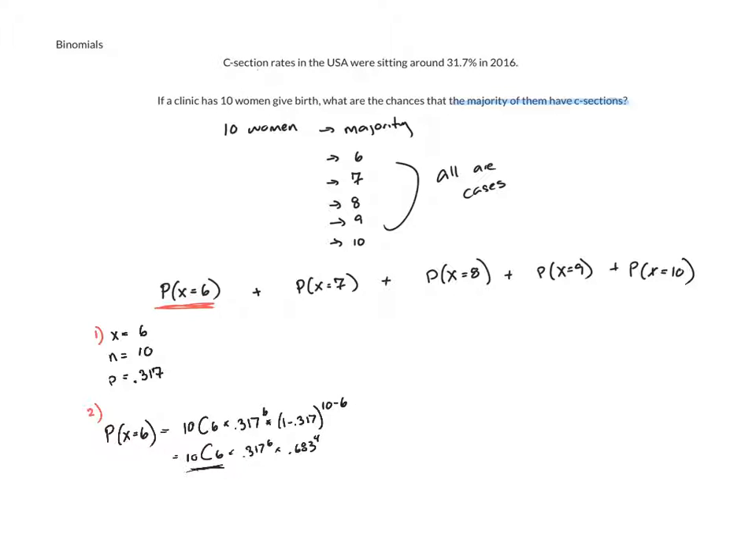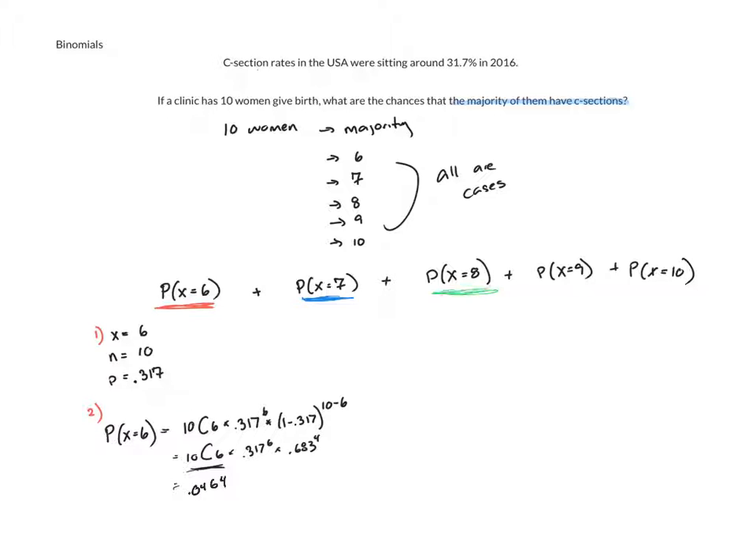And to be clear once again, this tells me how many different combinations I have of that. This says the percentage of people having a C-section is 31.7%. There's 6 of them doing that. And the percentage of people not having a C-section is 68.3%, and there's 4 of them doing that. So plugging that in then and getting 4 decimal places, we get a value then of 0.0464. So there's a 4.64% chance that if I have 10 ladies, exactly 6 of them are going to have a C-section.